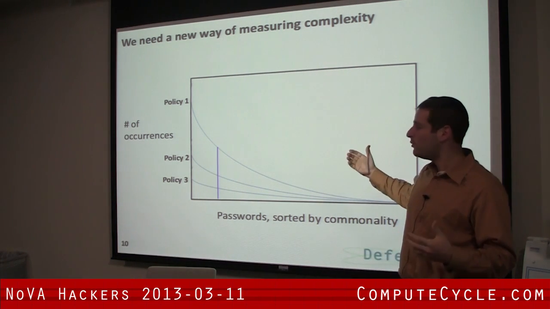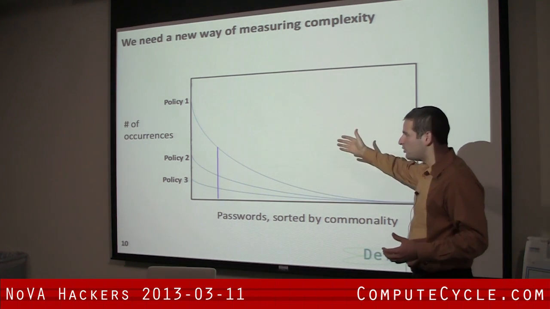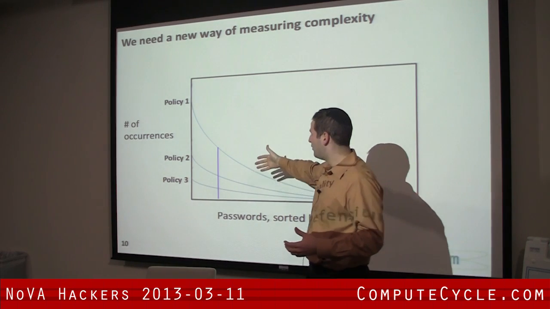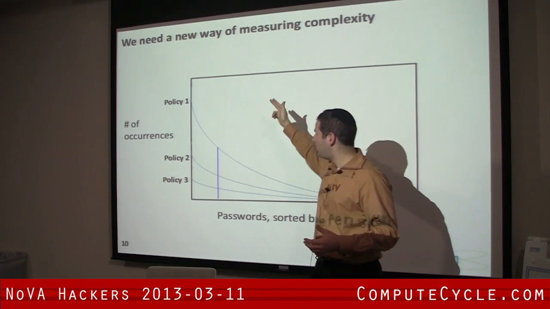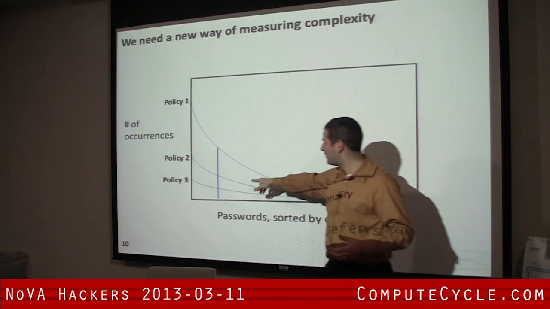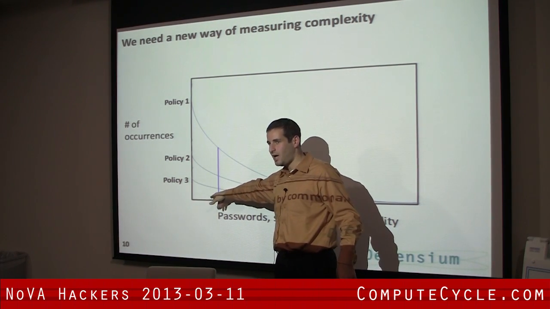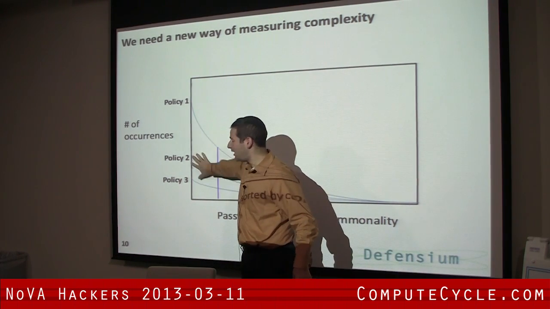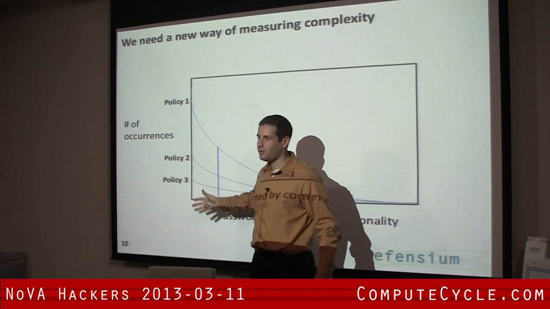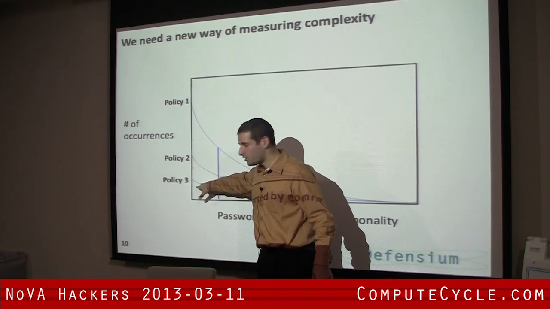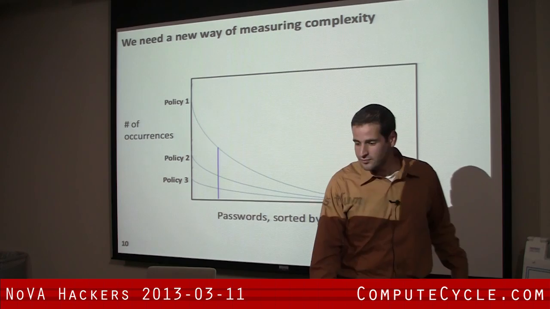What we want to do then is find policies that create flatter curves. So in this fictitious example, policy 1 is the worst. If the attacker is checking n common passwords, they're going to get access to the most accounts here. Policy 2 is a little better. Policy 3 is much better.